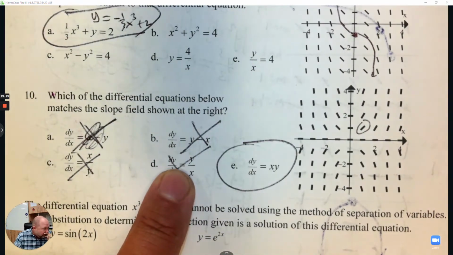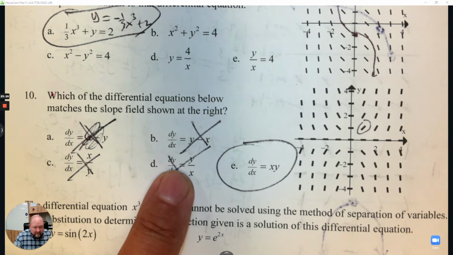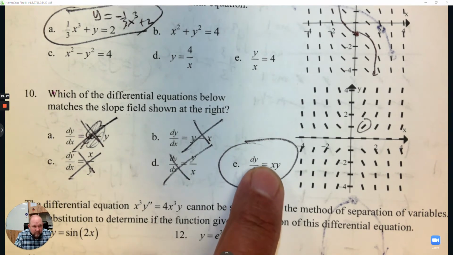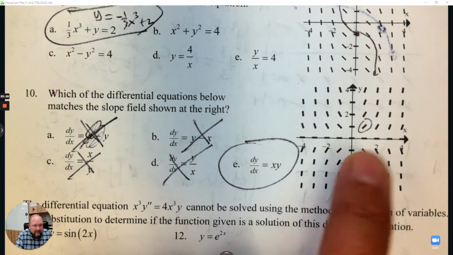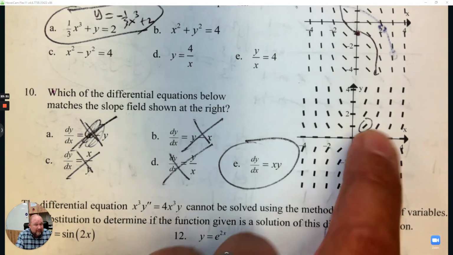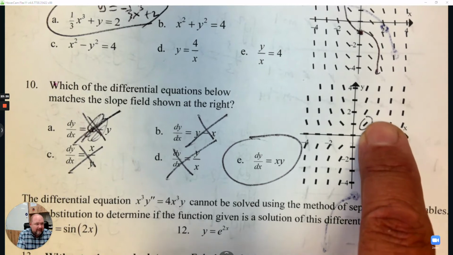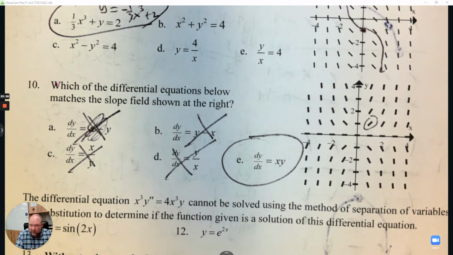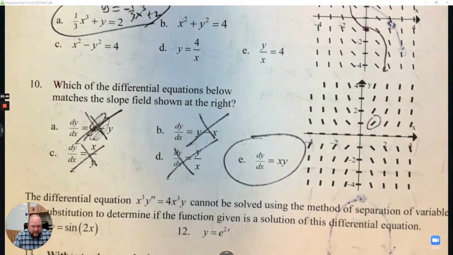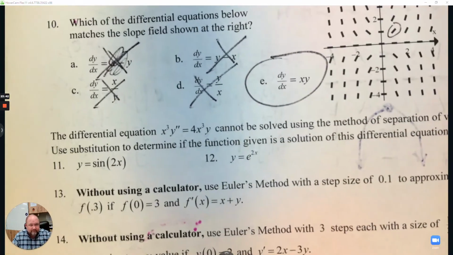So the only one that's left that could match it is this one. We're at 1, 1. 1 times 1. That slope looks like it's 1, so it matches. So I find where the 0 slopes are, and then I pick an easy positive 1 slope and plug it in to see if it matches. And then cross out the ones that don't.